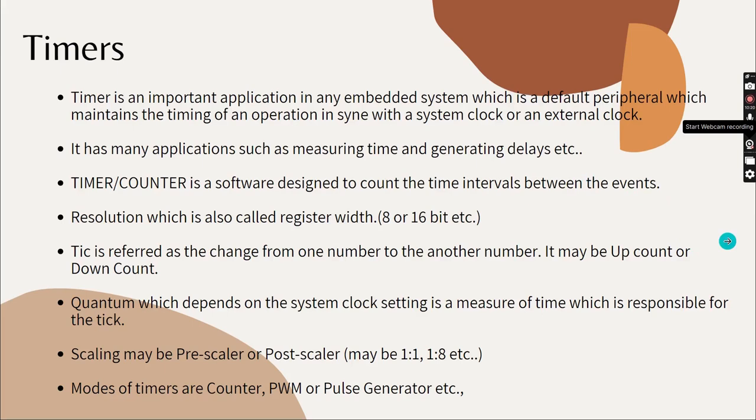So now we come to the timer. The timer is an important application in any embedded system, which is a default peripheral that maintains the timing of an operation in sync with the system clock and external clock. So timer has many applications, measuring time and generating delays. So we use the timers for delays, like when we want an LED to blink every 5 seconds, we use the timers.